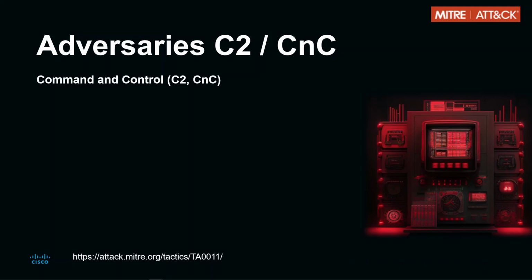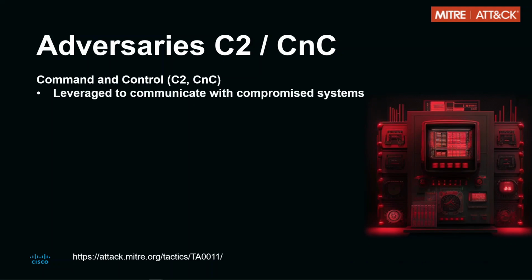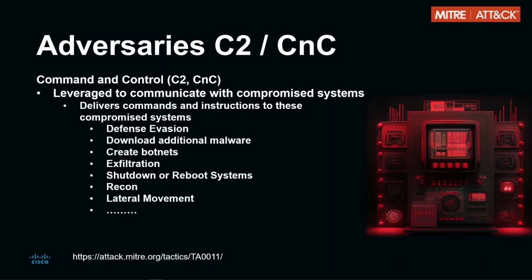But if we look at command and control, which is a strong proponent of leveraging any encrypted channel, there's a ton of opportunity here, right? Leverage to communicate with compromised systems. That's a goal of command and control. It delivers commands and instructions to these systems. And what is it for? Well, it could be used for defense evasion, downloading additional malware, creating botnets, exfiltration, shutdown or reboot systems, reconnaissance, lateral movement. All of this could be done through a command and control channel. And if it's encrypted, we've got some challenges as defenders.